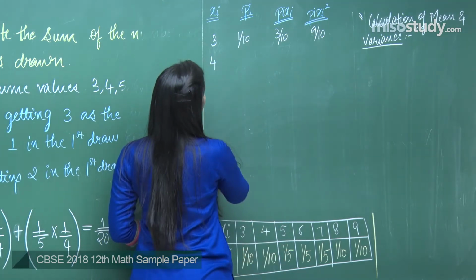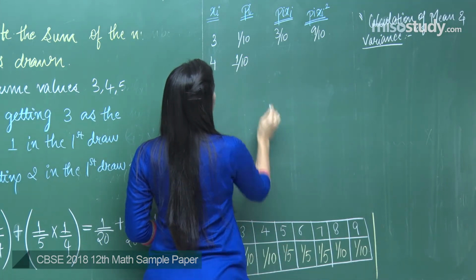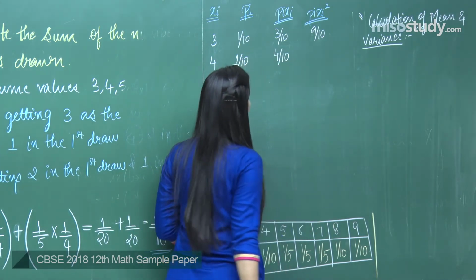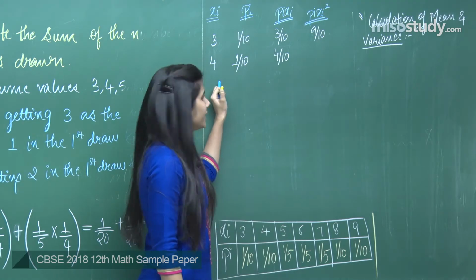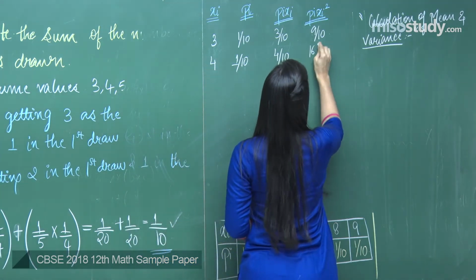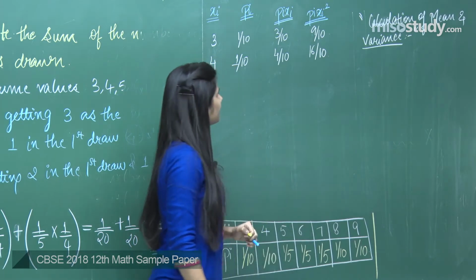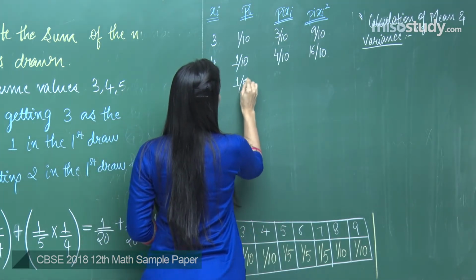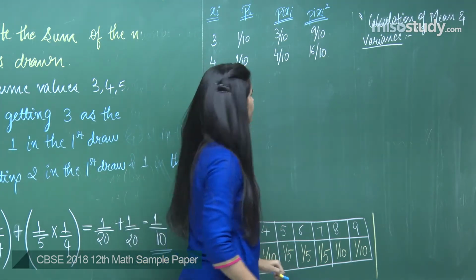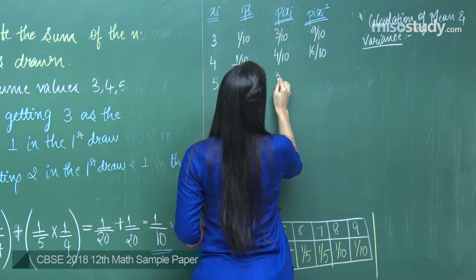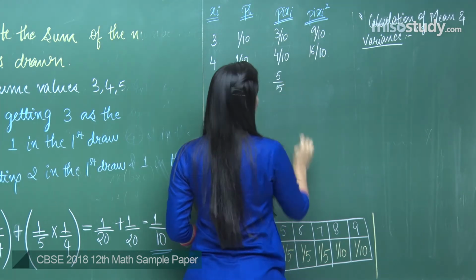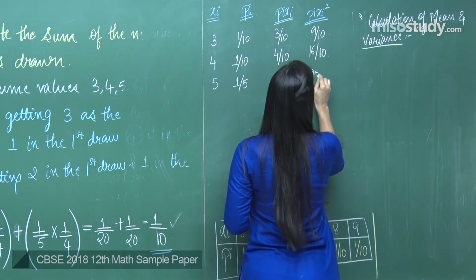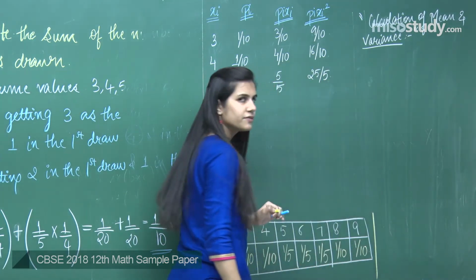Next xi is 4. For 4 you have again pi to be 1 upon 10. So pi xi brings with you 4 upon 10. What is 4 squared? That is 16. So you get 16 upon 10. After this you have a 5. Here it is 1 by 5. So you get 5 into 1 by 5, which is 5 by 5. And here if you square this, it is 25. So this gives you 25 by 5.